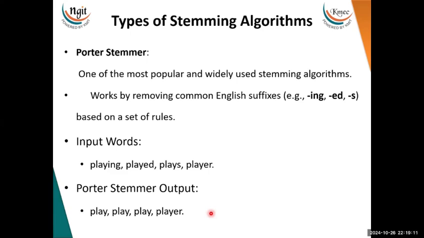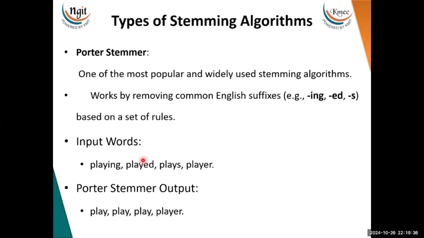The example input words are playing, played, plays, player. The Porter stemmer outputs them in this way. For playing, it will convert into play. For played, it will convert into play. For plays also, it's stemmed down to play. For player, it remains player. So these input words are common for the other types of stemming algorithms coming next.